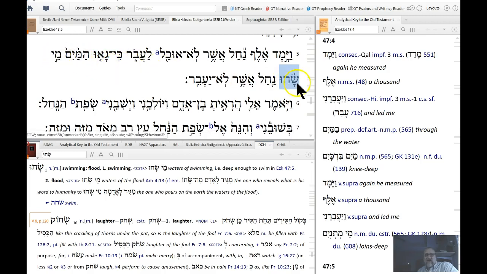And I guess that's how you say it: it was so deep you had to swim in it, and it was not able to be crossed. So not only is it getting deeper, but I think it's picturing a rushing torrent of water.